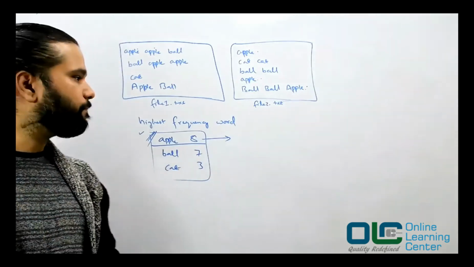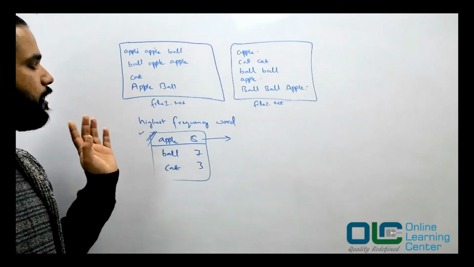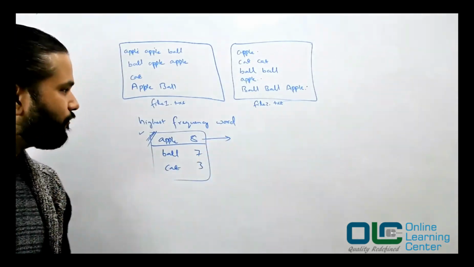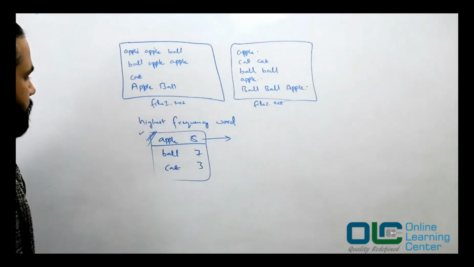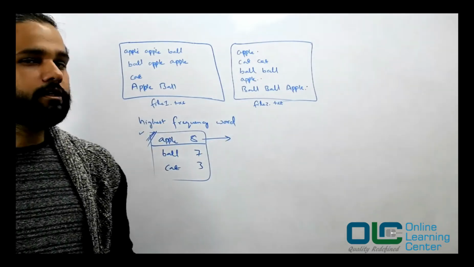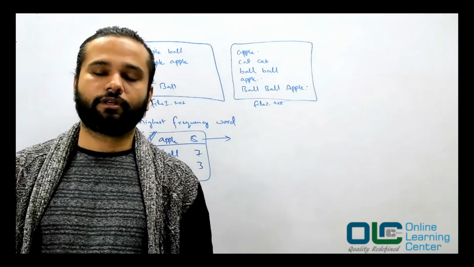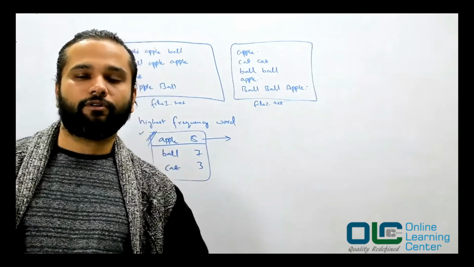If you are able to identify what should be your key and what should be your value, you are done. And I'll tell you a funny thing: I sometimes give this kind of problem in interviews. I say we want to find it out this way, and maybe you can use MapReduce or you can use Spark, whatever you want.